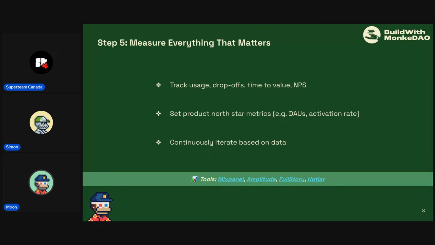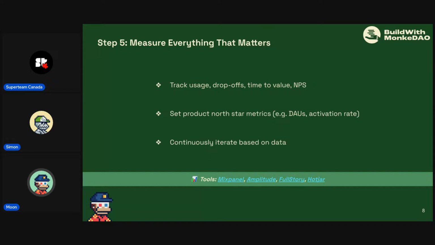Where are the fall off or drop off points? What's the amount of time that it takes users to go through and interact, be it a sign up flow, be it a wallet connect, be it information that you need to take from them before they start getting real value out of your product? So that's the time to value that you want to measure and be able to track.